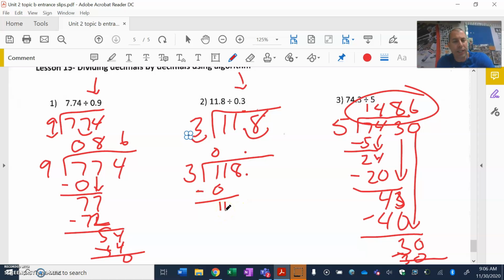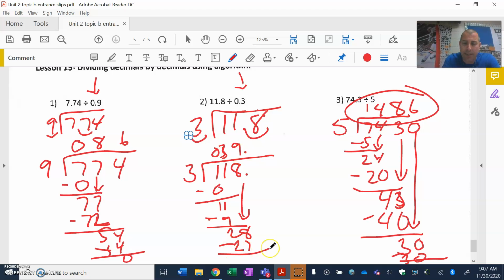All right. How many groups of 3 can you pull out of 11? 3 of them. Yeah. 3 times 3 gives me 9. Subtract. I get a 2. Bring down the 8. Okay. How many groups of 3 can I pull out of 28? 9. Yeah. 9 times 3 gives me 27. All right. Subtract. I get a 1. I do have my decimal already, so I don't need to add the decimal.